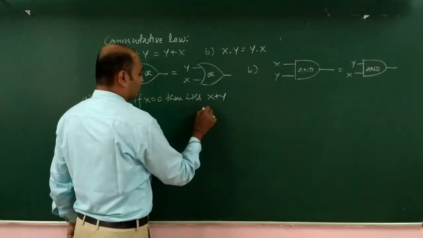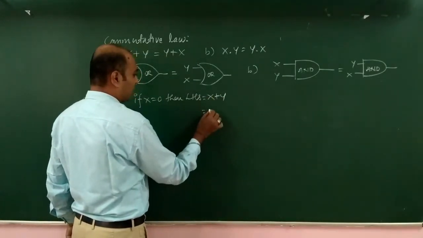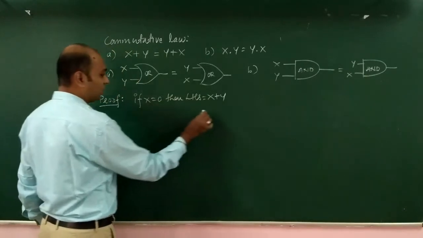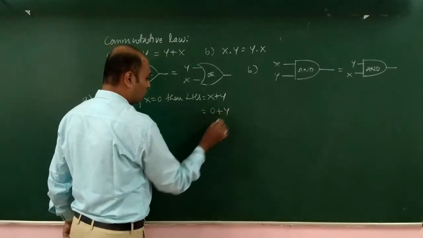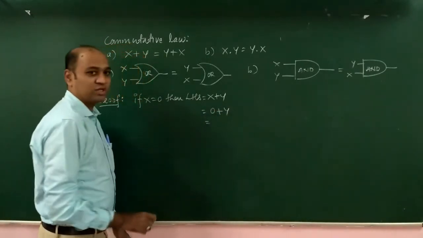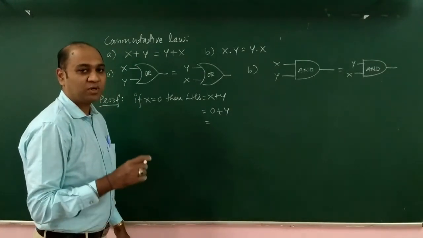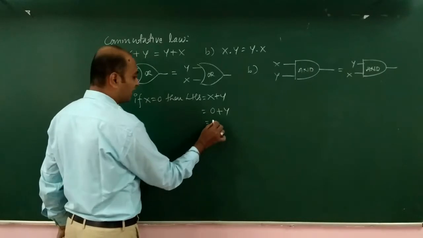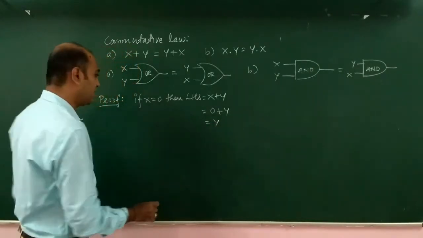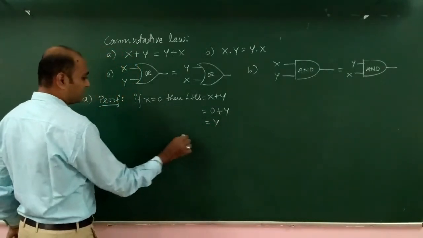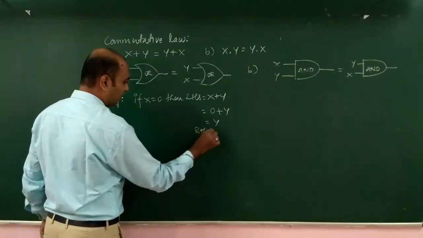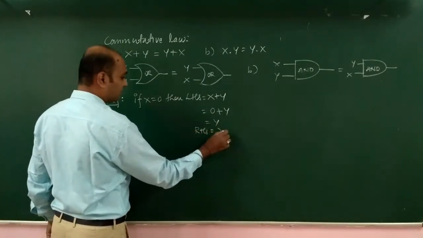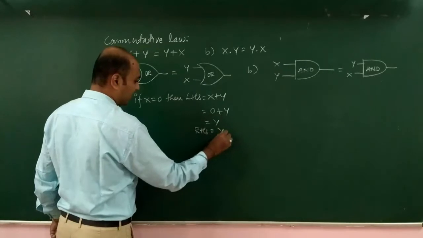Yes. So here we will write x value is what? X value is 0 plus y. Correct? So 0 plus y as per properties of 0 and 1, what does it give? It gives us y. Right? Yes. Let us take RHS now. RHS is equal to, that is y or x.